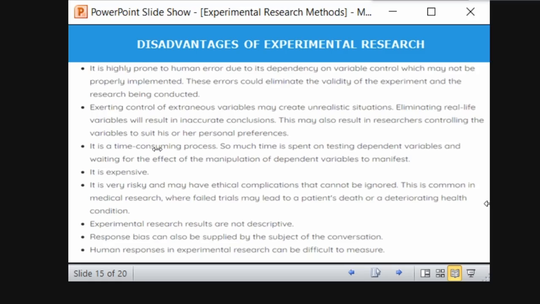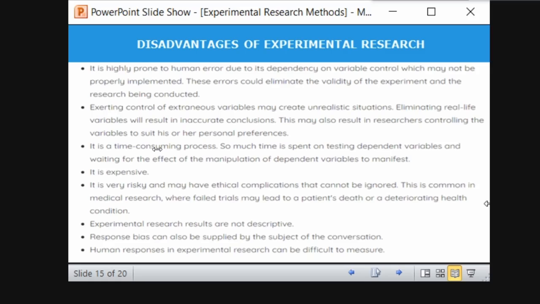So descriptive research is just describing the phenomena: what, how and where, the characteristics of a phenomenon or an institution or an individual. We saw that, right? The experimental research is different. It is not descriptive. Response bias can also be supplied by the subject of the conversation.